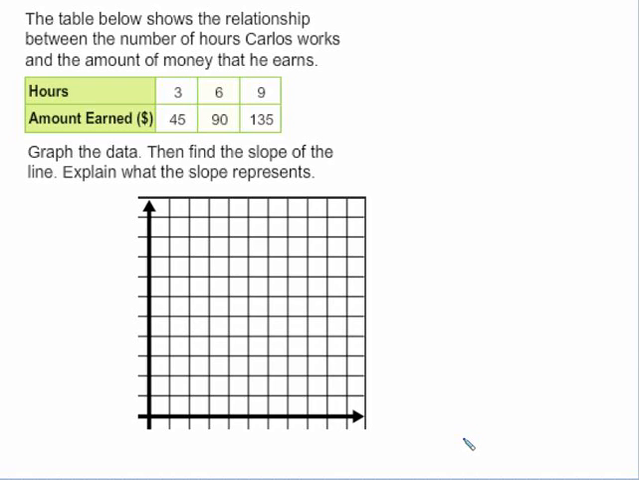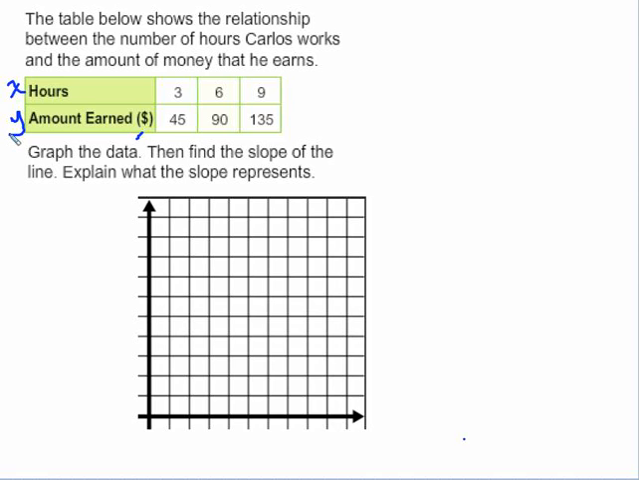Everything in the world depends on time. You cannot change time, you can't stop it, you can't fast forward it. So we always graph our time on the x-axis. In this case, this is what's going to go on x. And in this situation, how much money is earned definitely is going to depend on how many hours Carlos works. So the amount of money earned is going to be our y value. So let's start to graph the data.